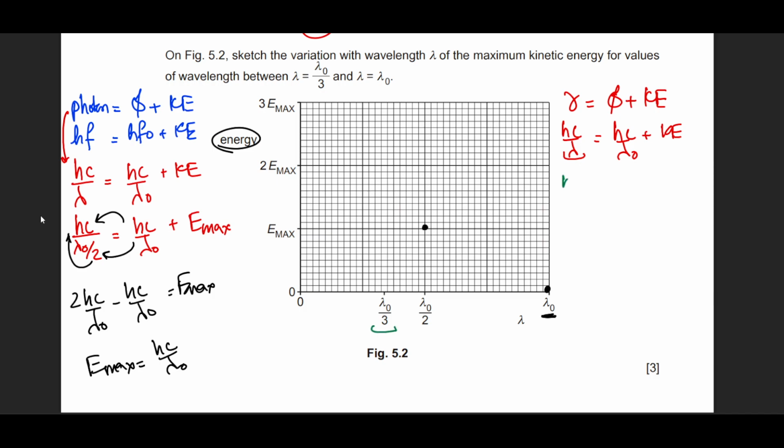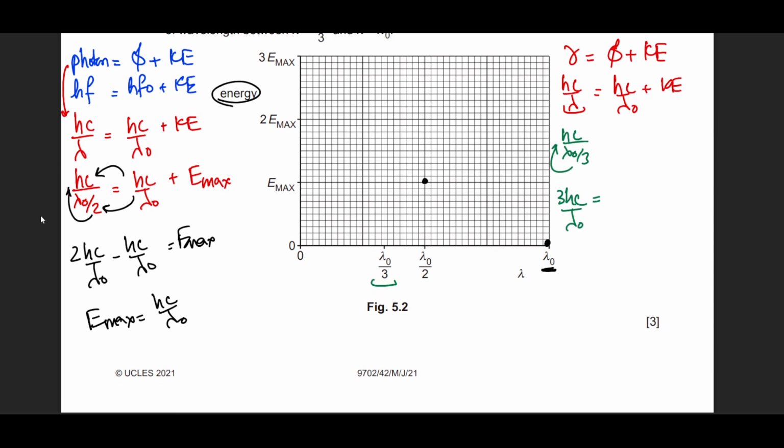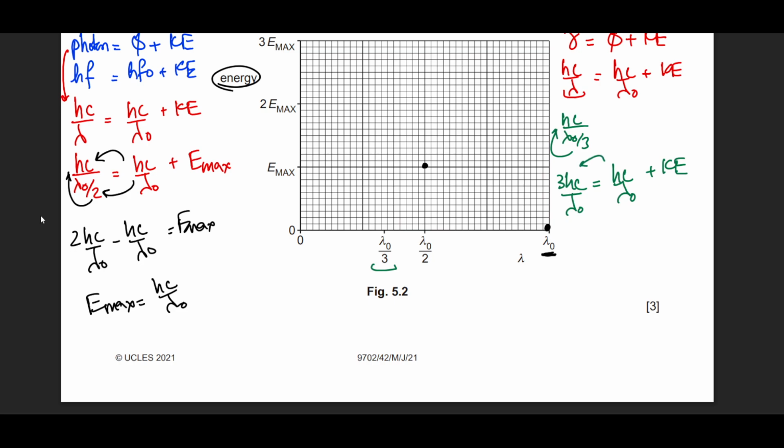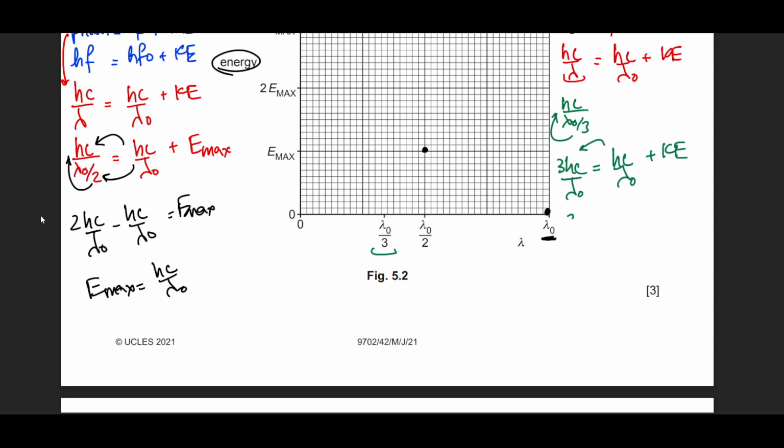Let's move on to the lambda by 3 factor. So what if it was lambda naught by 3? The 3 will go up. This becomes 3hc by lambda naught. This is still equal to hc by lambda plus the kinetic energy. So when this goes over there, this becomes 2hc by lambda naught minus hc by lambda naught. So this becomes 2hc by lambda naught equals the kinetic energy.